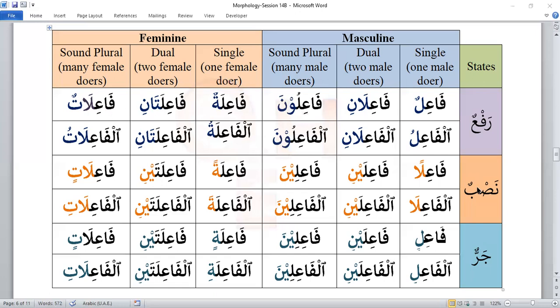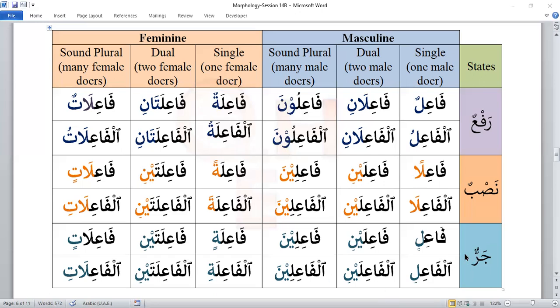Okay, now let's look into the nasb state. What's the default ending for a singular noun in the state of nasb? Fatha, right? We learned that from the master session. So for the singular male doer, the conjugation would be fa'ilan. Dual, fa'ilaini. Plural, fa'ilina. For the dual, aini is added. For the plural, ina is added. For the female singular, fa'ilatan. For the female dual, fa'ilataini. Taini is added at the end. For the female plural, fa'ilatin. Atin is added at the end. So for nasb: fa'ilan, fa'ilaini, fa'ilina, fa'ilatan, fa'ilataini, fa'ilatin.